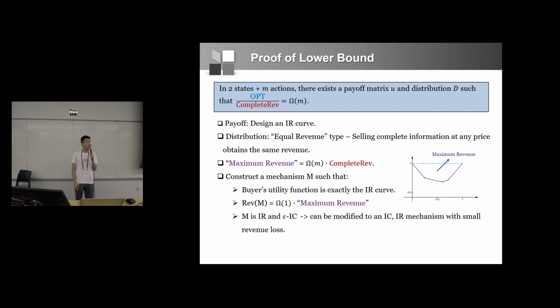And what we show is that the mechanism is IR and also epsilon IC, which means that by deviation, you can at most lose epsilon of the utility. So by having this fact, we can further modify these mechanisms to an exact IC mechanism with a small revenue loss.